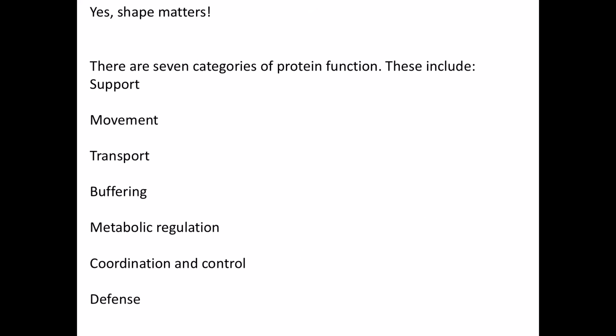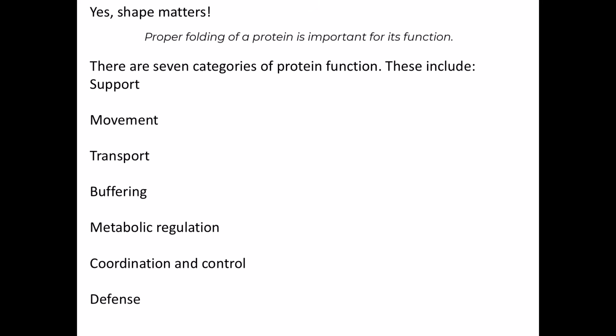When it comes to protein, as with anything else, shape matters. Remember the structure-function relationship we discussed in the first chapter? If a protein is not properly folded, it will not function properly, causing disease and/or death. Now, let's talk a little bit about the functions of a protein. There are 7 categories of protein function. These include support, movement, transport, buffering, metabolic regulation, coordination and control, and defense.